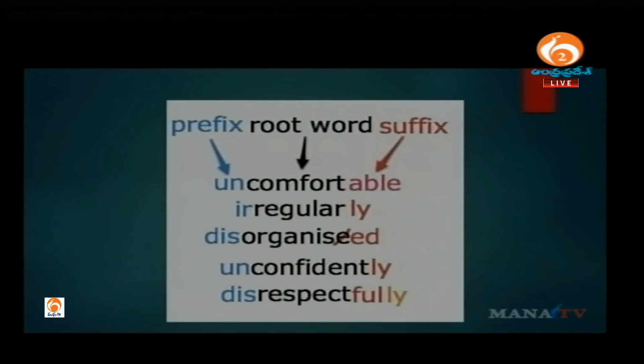Let's have the screen, please. The root word, the first one is comfort. The prefix is uncomfortable. So I cannot just use uncomfort, it's uncomfortable. So that able is a suffix, un is a prefix, and the root word is comfort. Second one, we have a root word which is regular. We can add a prefix irregular and may add a suffix irregularly. We have a root word which is organized or organize, I can add a prefix disorganized with a suffix ed.